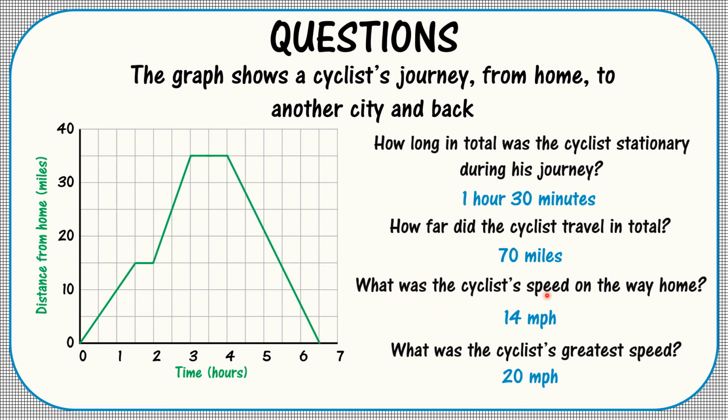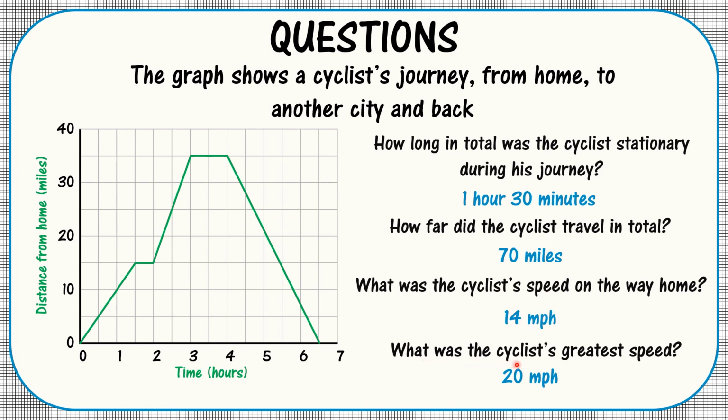What was the cyclist's speed on the way home? So the speed is distance divided by time. We know that the distance back home was 35 miles, and it took him 2.5 hours. So 35 divided by 2.5 is equal to 14 miles per hour. So the cyclist's speed on the way home was 14 miles per hour.